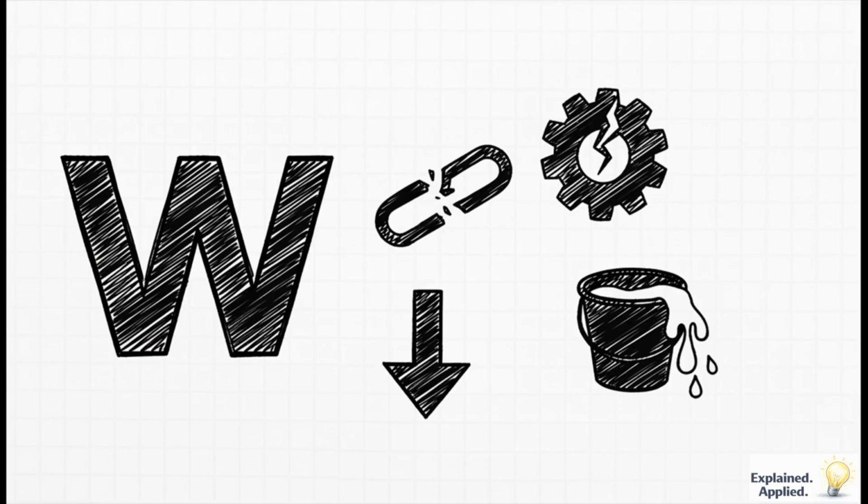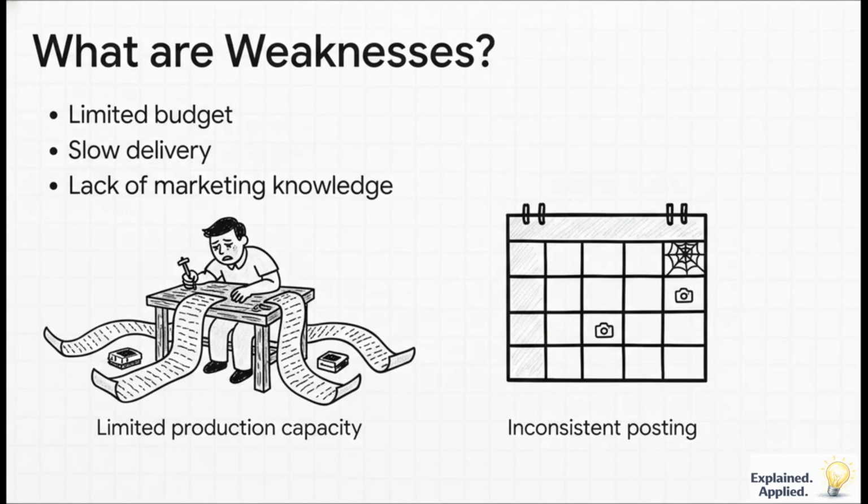Okay, so now let's flip the coin and look at the other side. Right after strengths, we've got to talk about W for weaknesses. Now, weaknesses are also internal, but these are the areas that need some work. It could be anything from a tight budget to slow delivery times. For that same handmade business, a weakness might be that they just can't make their products fast enough when demand spikes, or maybe they really struggle to post new content consistently.